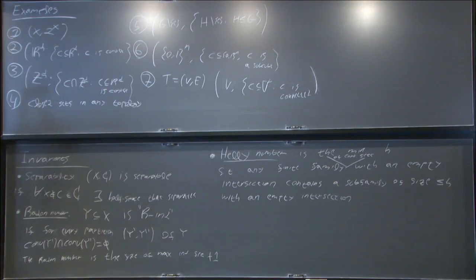So what is the Radon number in the first example? Right, every set is Radon independent, and therefore it's x plus 1. In the second example, Radon's theorem tells us that it's d plus 2. So again, it's one more than the largest affine independent set. Here it's also d plus 2.